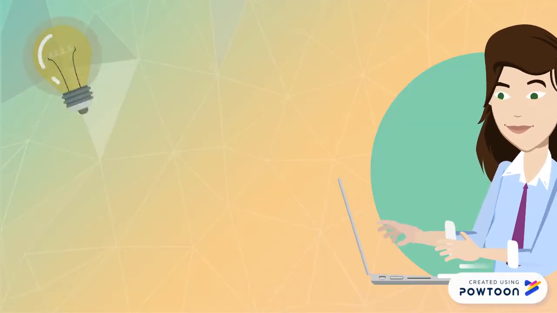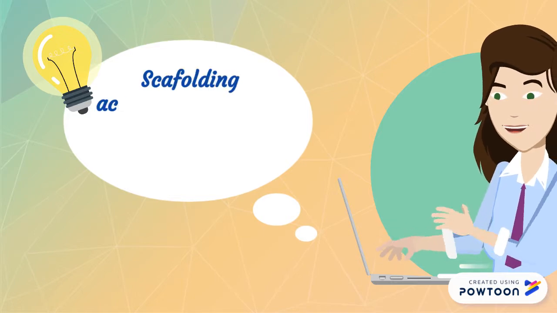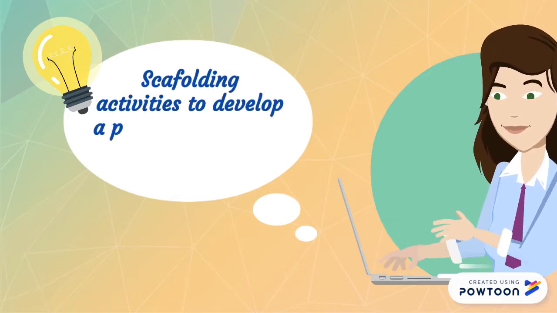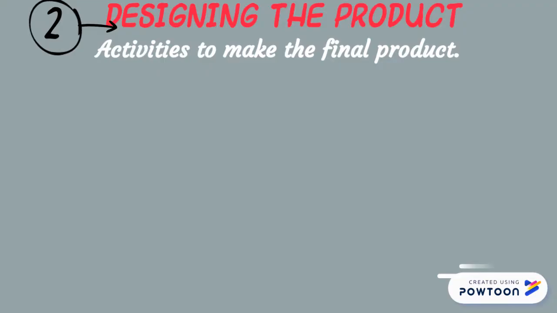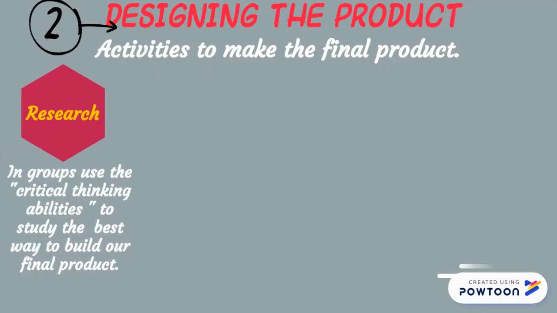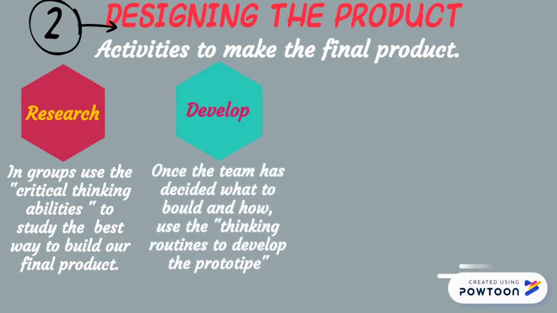Once the group has been created, we will work into the activities to build a prototype. To do this, we will use the scaffolding process, and we have defined different activities that we could see in the next slide. First, we have a research, and they will have to use the critical thinking abilities to find information about how to build a prototype.